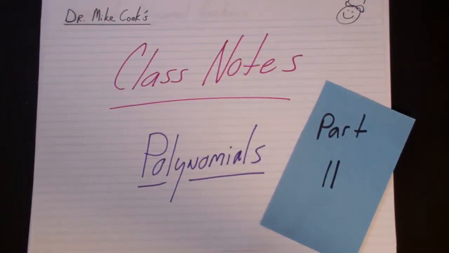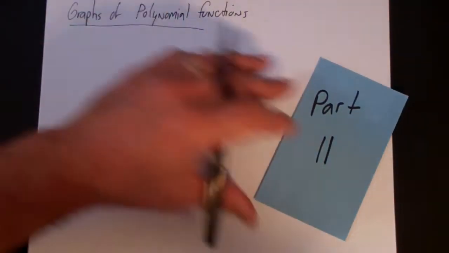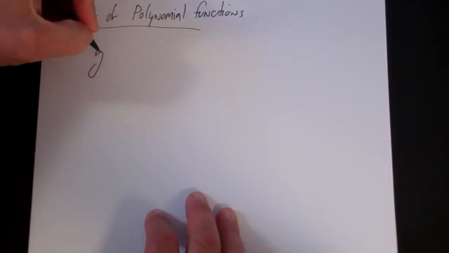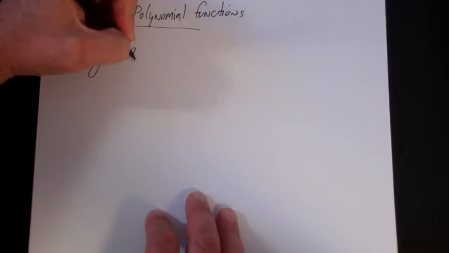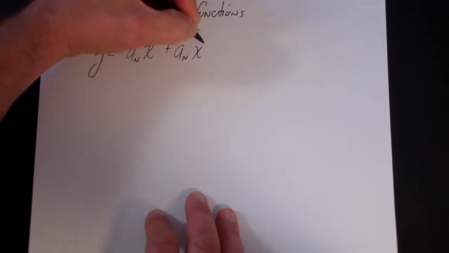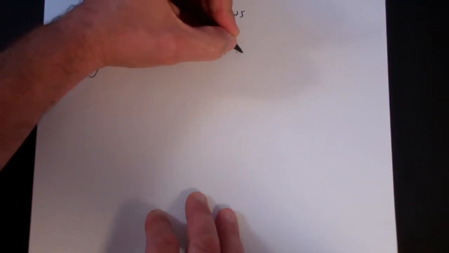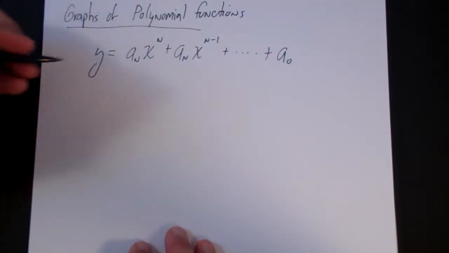This is the second part of class notes on polynomial functions. And in this video we're going to look at the graphs of polynomial functions. The first thing to think is, let's say that we're given any polynomial function, y equals a_n x^n plus a_(n-1) x^(n-1), etc. Then there are certain things about this graph that will be true.